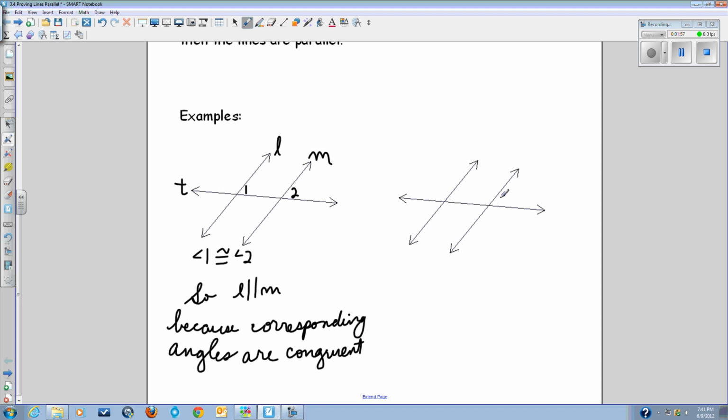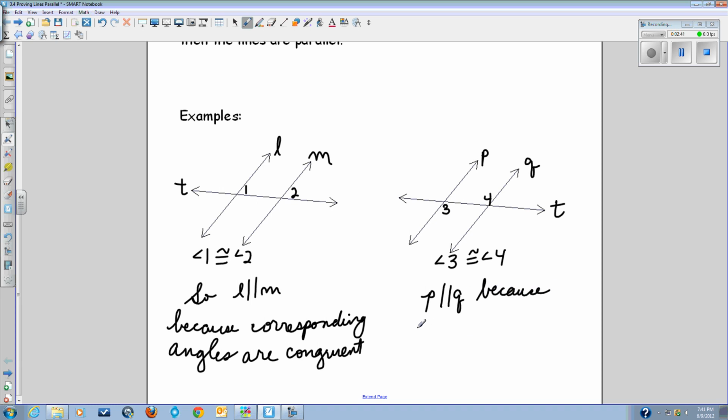Now let's say I give you another diagram. I'm going to say this is line P, Q, and transversal T. I'm going to give you these two angles, angle 3 and 4, and I'm going to tell you that angle 3 is congruent to angle 4. Now, are lines P and Q parallel? Yes, because angle 3 is congruent to angle 4, and those are alternate interior angles. We can say that lines P and Q are parallel.